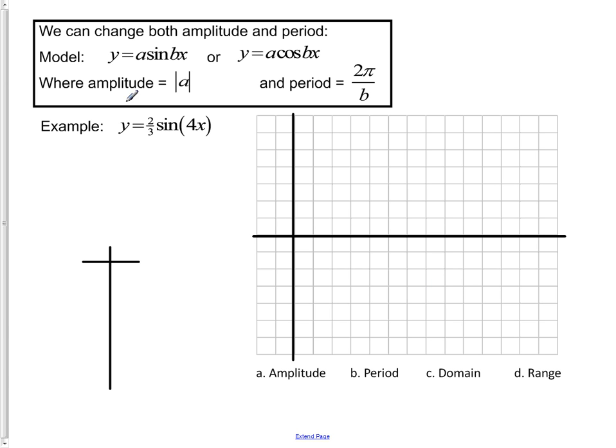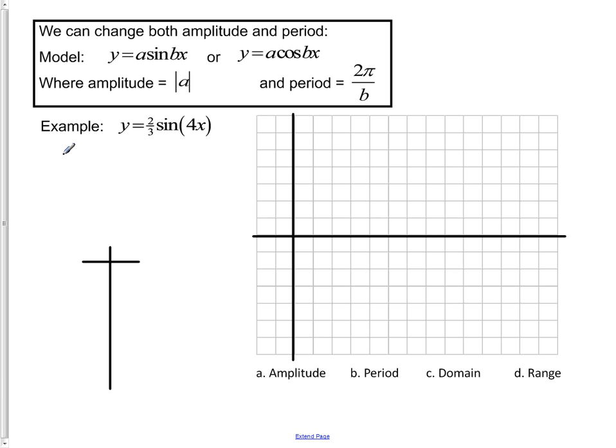All right, well, we don't have to stick with just the idea of changing the amplitude or the period. Of course, we can change both at the same time and change some of those characteristics of the graph very easily as long as we remember those basic patterns. So we've got this model right here. If we have y equals a times sine of bx, or y equals a times cosine of bx, where a and b are constants, our amplitude is going to be found by taking the absolute value of a, whatever number is multiplied in front of the sine or cosine function, and the period is going to be 2 pi divided by b, whichever number is multiplied by x.